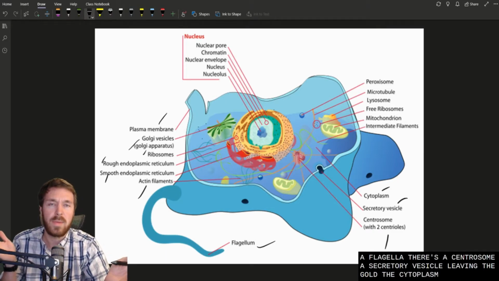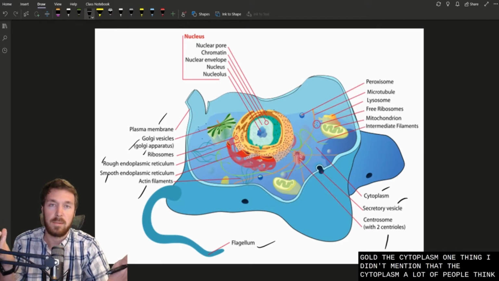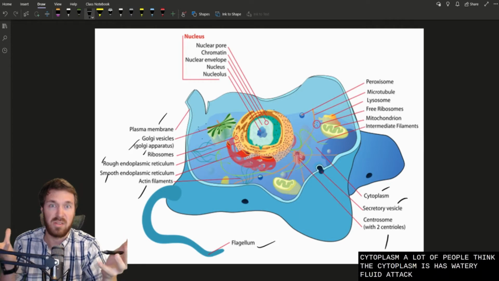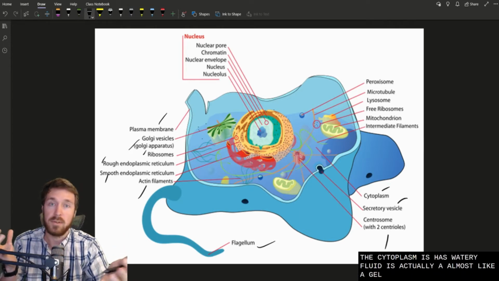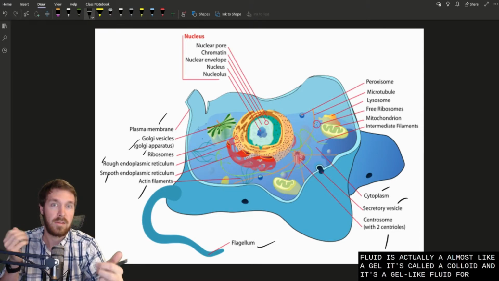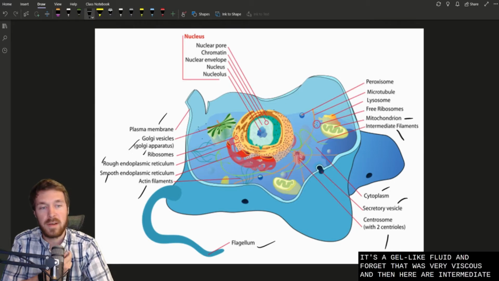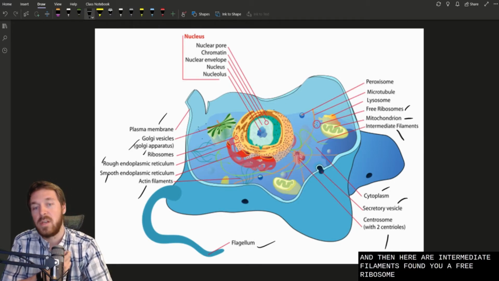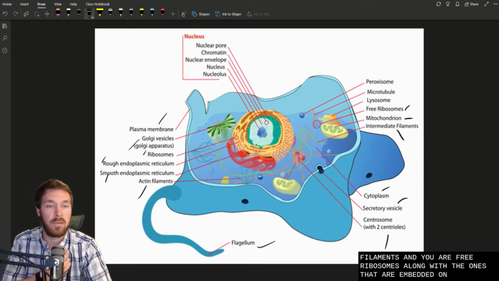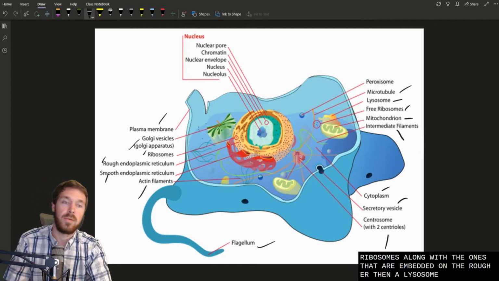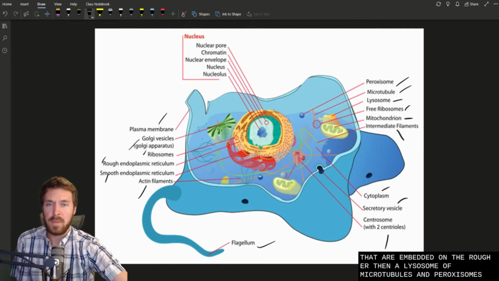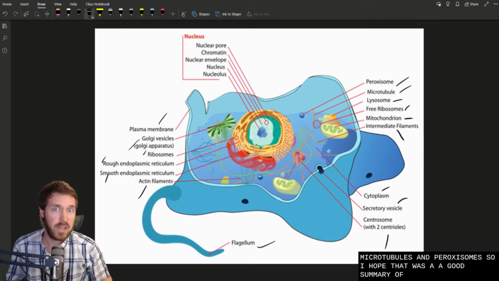One thing I didn't mention about the cytoplasm: a lot of people think the cytoplasm is this watery fluid. It's actually almost like a gel. It's called a colloid, and it's a gel-like fluid, and a lot of people forget that. So it's very viscous. And then here are intermediate filaments. There's the mitochondria, free ribosomes, along with the ones that are embedded on the rough ER, then the lysosome, microtubules, and peroxisomes. So I hope that was a good summary of all the cytoplasmic organelles.